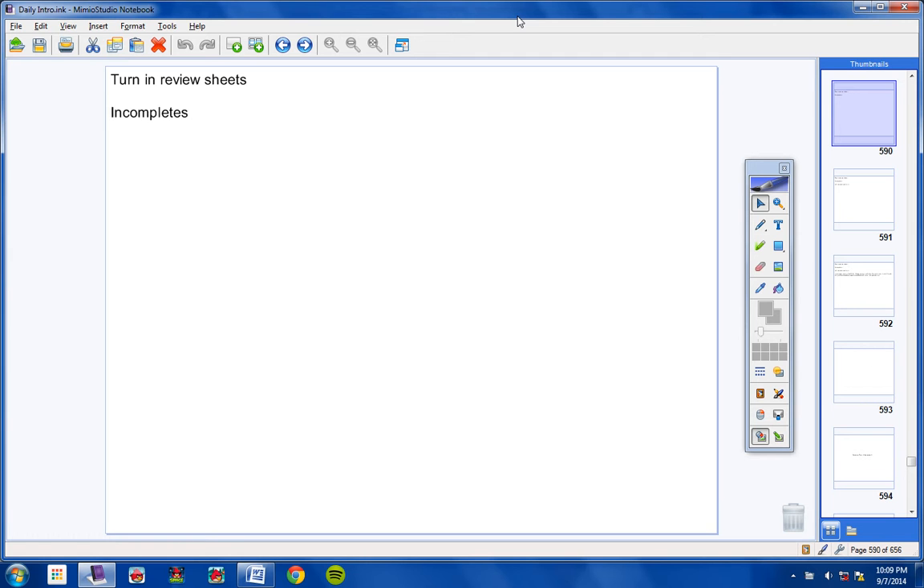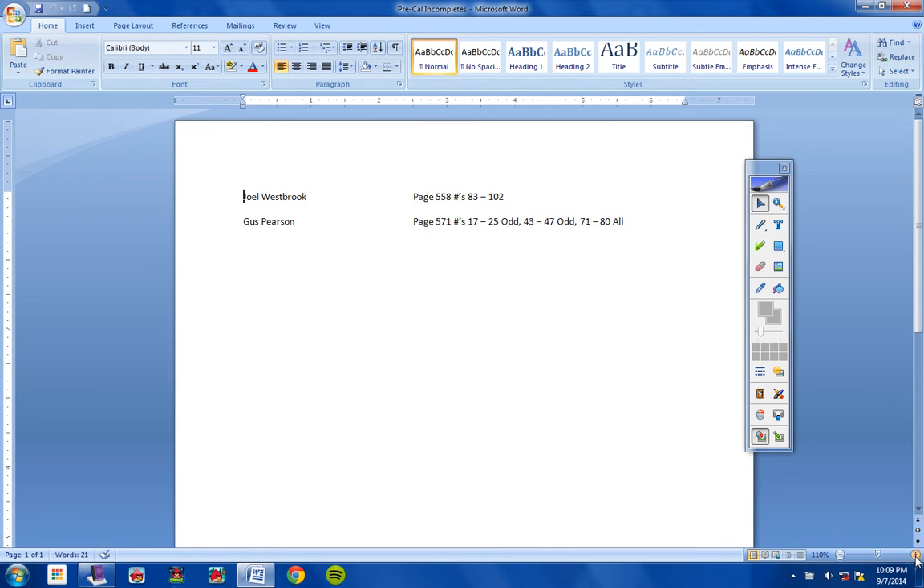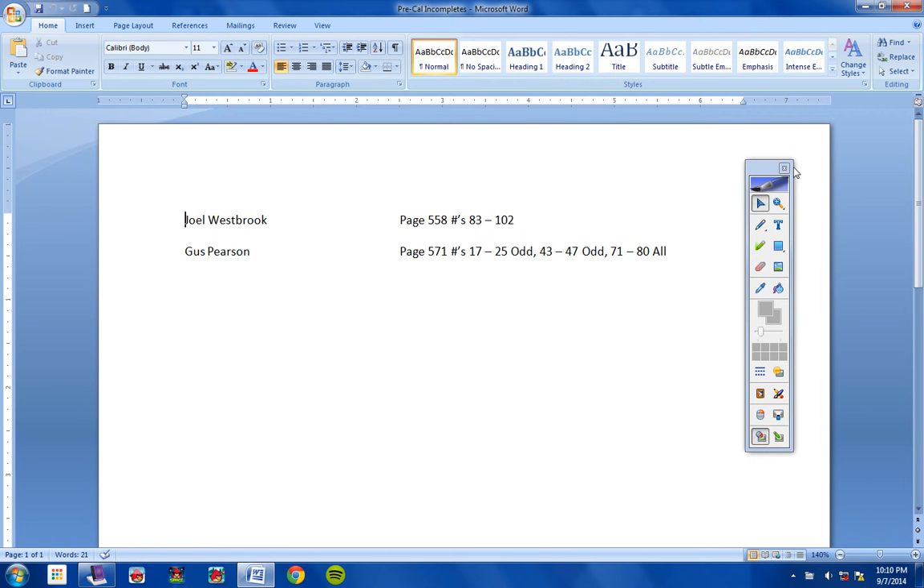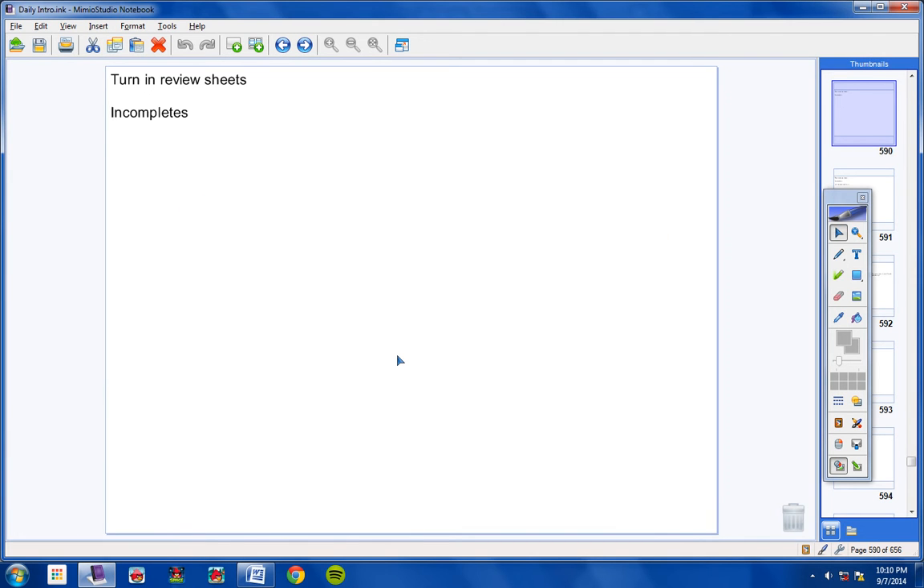sheet. Okay? Incompletes, I believe it's Joel and Gus. Yes, there it is. Joel, page 558, 83 through 102. That should be the radian angular speed problems. And Gus, page 571. These numbers here. This would be the trigonometric word problem assignment. Okay, so please get those turned in as soon as possible. Thank you. Let's go over your test at this time.